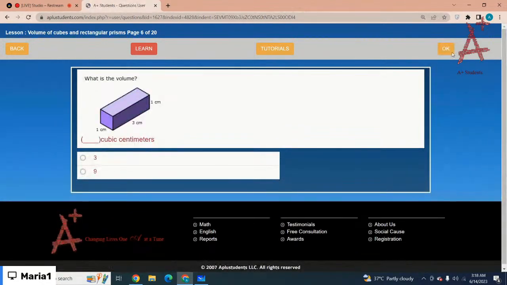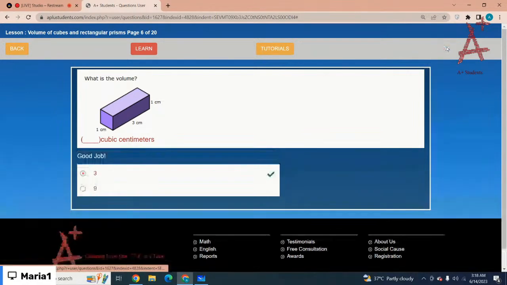Okay, the next one is what is the volume? So which is the correct option? Okay, so it would be 3 times 1 times 1 is 1 and 1 times 3 is 3. You have to do length times width times height. Got it? Just multiply all the lengths.